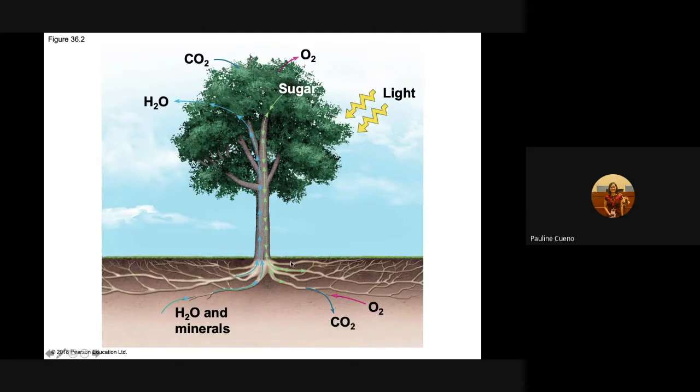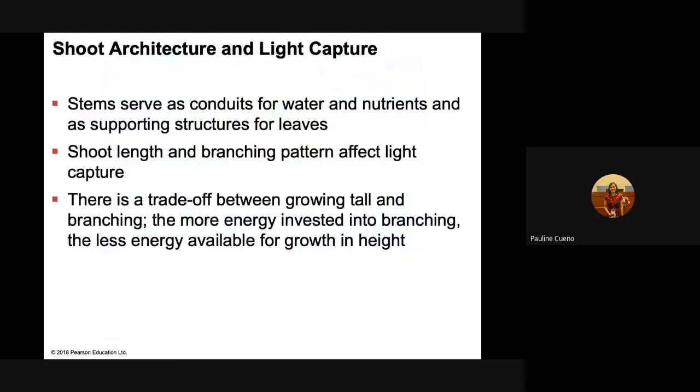Okay, so if you recall, meron tayong mga modified stem, yung mga tuber, meron tayong mga modified roots, yung mga bulb, yung mga onion. So, ito po ay product ng transport through the phloem. So, yung mga excessive na sugar, pwede silang i-store sa stem, pwede rin naman sa roots, or pwede sa flower or sa fruits. Okay? And then, for the shoot architecture and light capture, stem serves as conduits for water and nutrients and as supporting structure for the leaves.